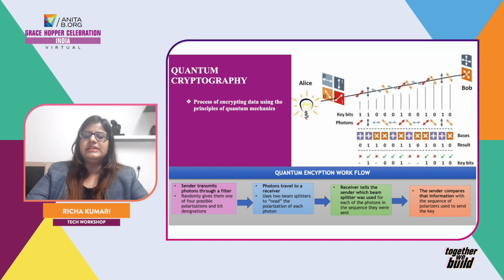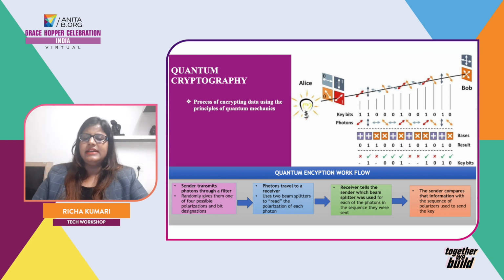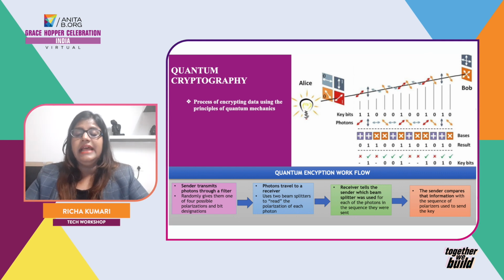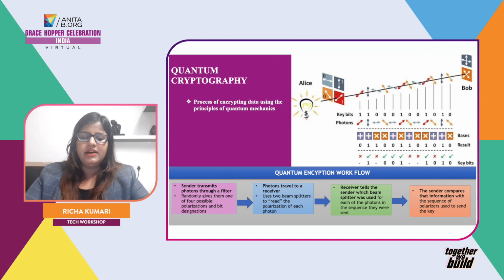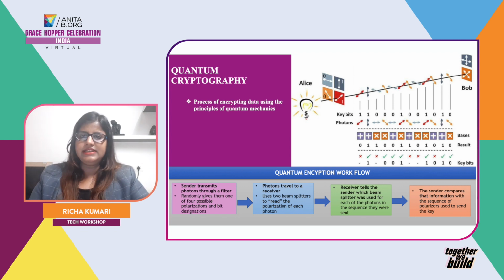As you can see on the screen, we have Alice and Bob at two stations, and they are sending data randomly through filters. Here you will see there are four possible states. It is not only 0 and 1. It can be any polarized state: normal, horizontal, vertical. So if they are sending any data to Bob, the polarization state can change.